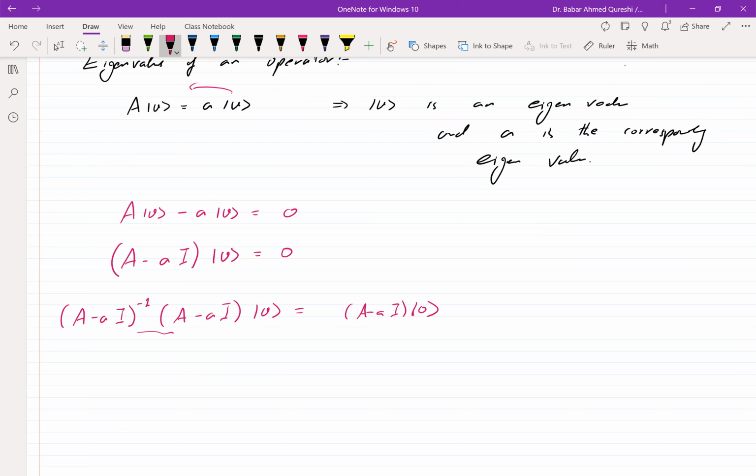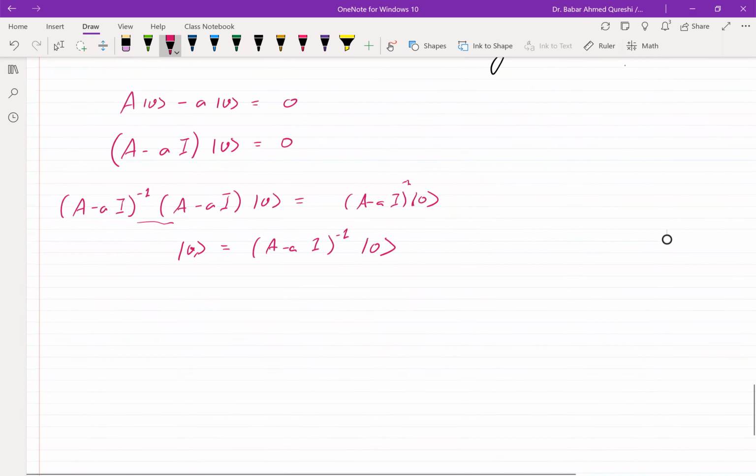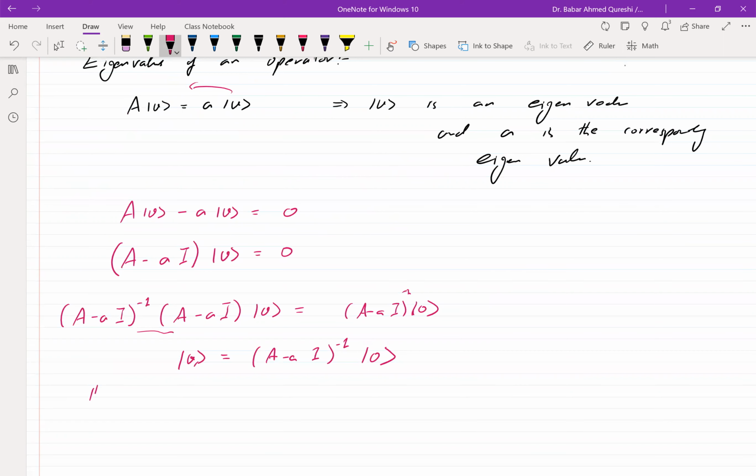I get a 1, since it's an inverse operator. So you have a linear operator acting on 0 and giving you something non-zero. This is not possible for linear operators. So this is impossible. That means this implies, if this holds, then A minus AI does not have an inverse.